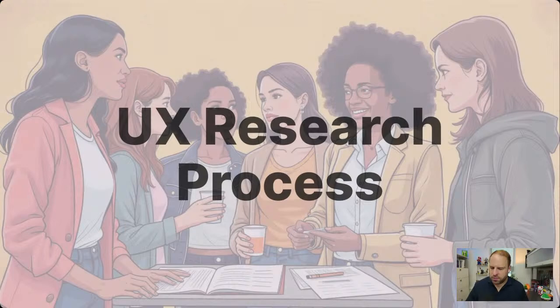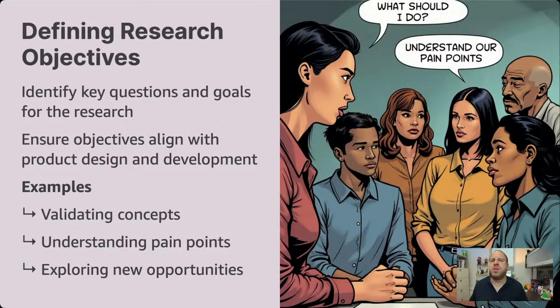Now, I do want to talk a little bit about the user research process before we go into the Q&A section here. So the UX research process begins with you defining the key research objectives. Now, this is you identifying what you want to learn from the research and how it will impact the design or the product development process.